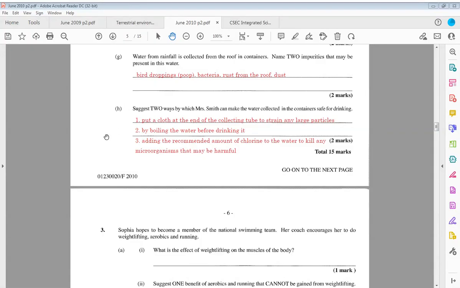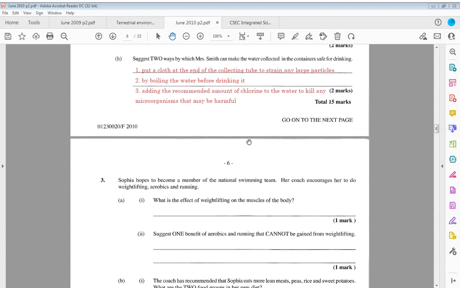H suggests two ways by which Mrs. Smith can make the water collected in the containers safe for drinking. So, one, if you're collecting it through PVC, so a funnel coming down from the roof, what you can do is put a cloth on the end of the collecting tube to strain any large particles. Two, they can boil the water before drinking it. Three, they can also add the recommended amount of chlorine to the water to kill any sort of microorganisms that would be in it that can cause them harm.